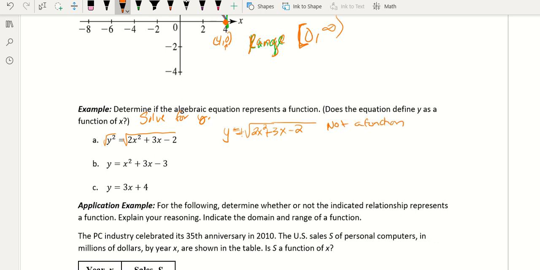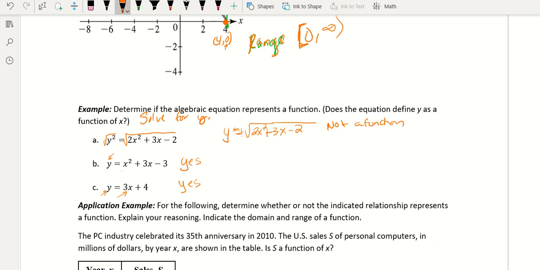All right? Now, when I have y equals x squared plus 3x minus 3, this is already solved for y. Anytime I plug in any number for x, I'm going to get one distinct value for y. So this is a function. Anytime I see this, I'll plug in any number. I can plug in 5. Any number that I plug in, I'll get what? One distinct value for y. So that means that is yes.